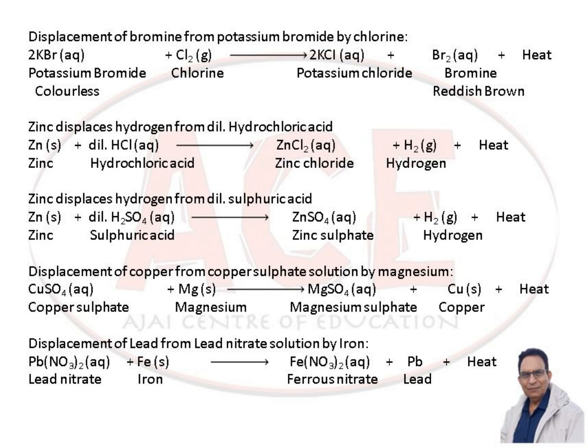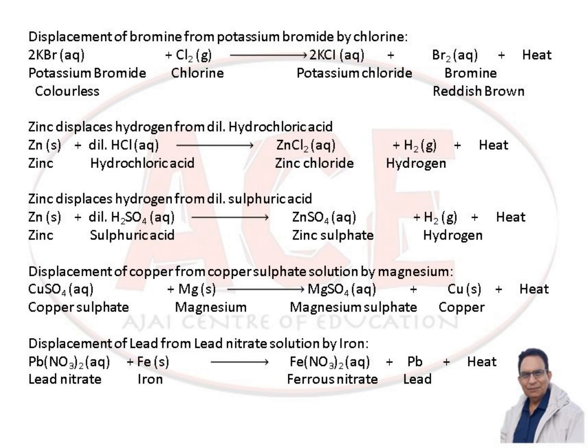Another reaction, zinc displaces hydrogen from dilute hydrochloric acid. Zinc, Zn, plus dilute hydrochloric acid, HCl, gives ZnCl2, zinc chloride, plus hydrogen gas and heat. Another reaction, zinc displaces hydrogen from dilute sulfuric acid. Zn plus dilute sulfuric acid, that is H2SO4, gives zinc sulfate, ZnSO4, plus hydrogen gas and heat.